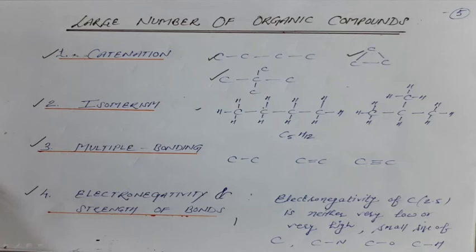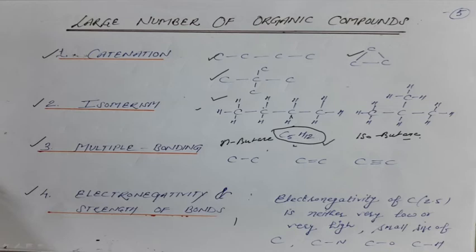In this you can see the number of total carbons and hydrogens in these two structures is C5H12. This one is n-pentane, and this one is isopentane. Okay, so both are different compounds, but their molecular formula is the same.